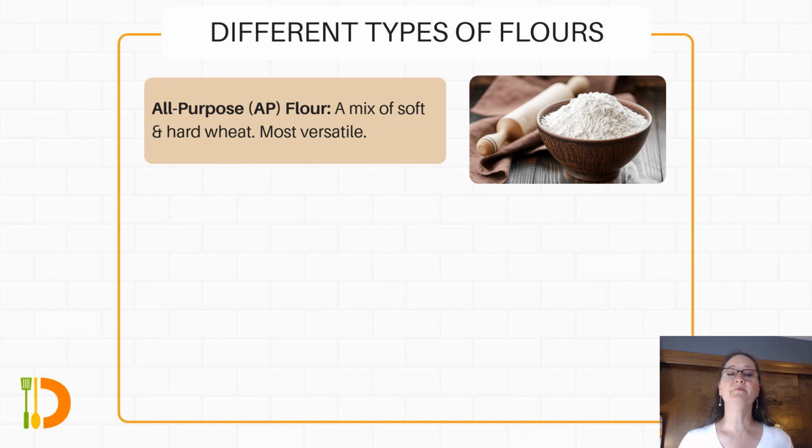All-purpose flour is a mix of soft and hard wheat, truly all-purpose. It's the most versatile flour out there. You can use it making cookies, muffins, breads, as well as pasta.